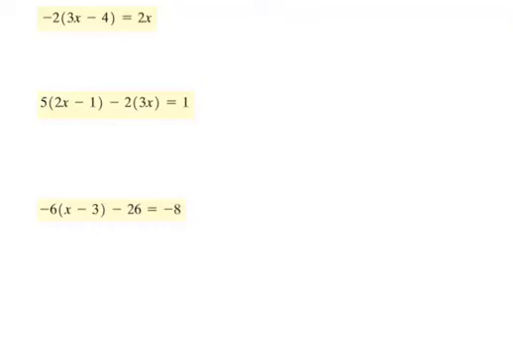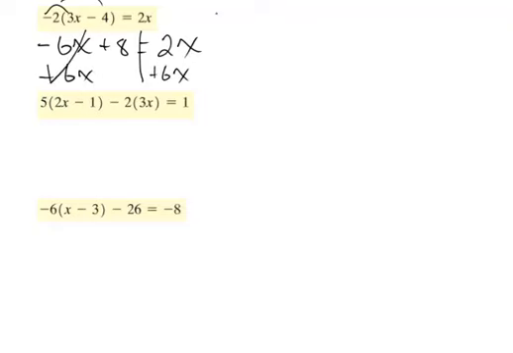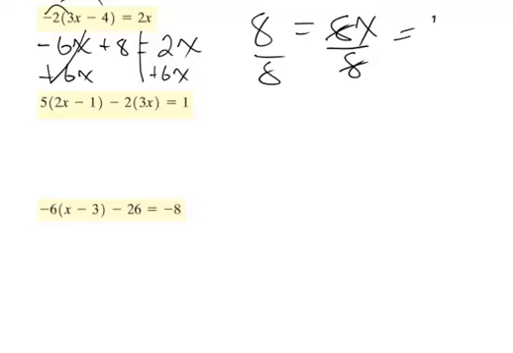Okay, so my next problem here, again, I'm going to go ahead and distribute my 2. Oops, get my pen back, okay. So that's going to give me a negative 6x plus 8 equals 2x. There's my line. Let me go ahead and add 6x to both sides. So those will cancel. We now have 8 equals 8x. So when I finally divide both sides by the number 8, 8 divided by 8 is just 1 is equal to x. Perfect. All right.